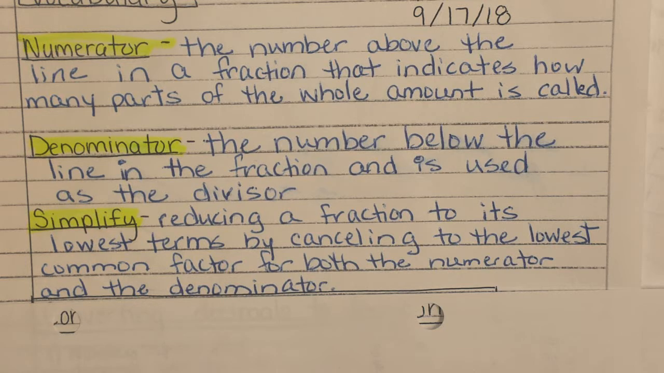I don't know. And the last one is simplifying. And we kind of already started this a little bit last week. It's reducing a fraction to its lowest terms by canceling to the lowest common factor for both the numerator and the denominator. Basically, you're trying to find the biggest number that will go into the top and the bottom evenly. And we had a big discussion last week that like 2/4 is 1/2.